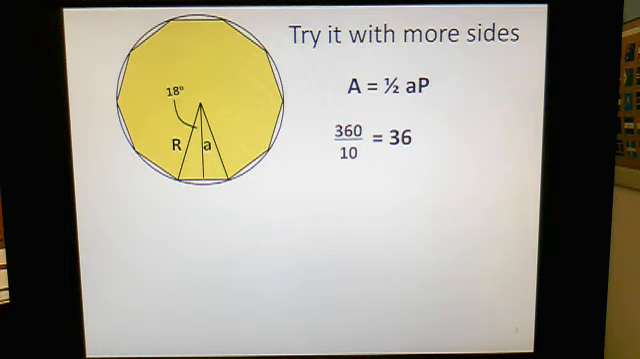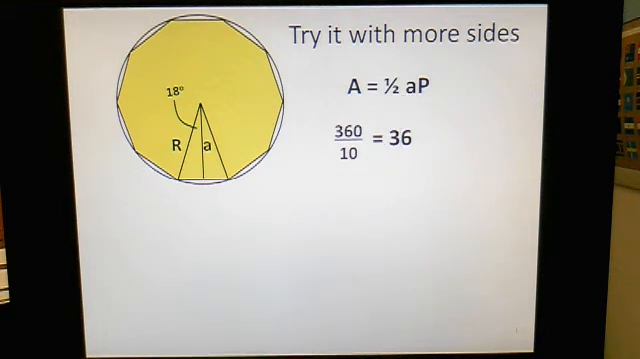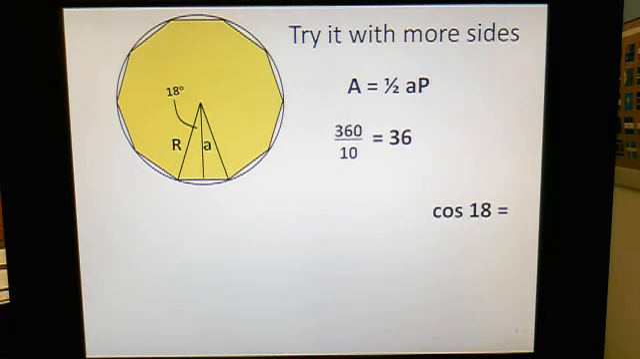Now is where we bring in the trig. I want to get the same thing you did before. I want to get the apothem in terms of the radius, almost exactly like the last one. The apothem is adjacent. The radius is the hypotenuse. You're doing a cosine ratio again.